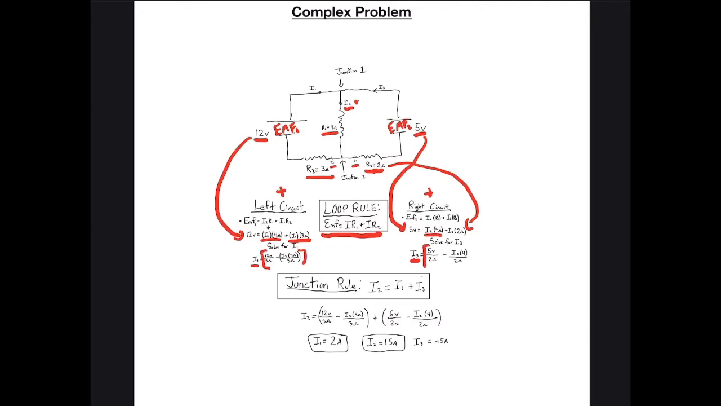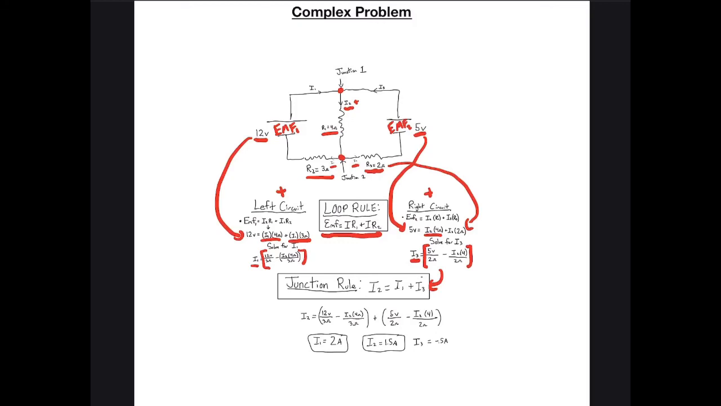and plug them into the junction rule. Remember, the junction rule is about conservation of charge. At any of these junctions, there are 2 in this system, junction 1 and junction 2, all charge is going to be conserved. To solve for each of the 3 currents, we can plug them into this system, and I've shown how to calculate I2 here.